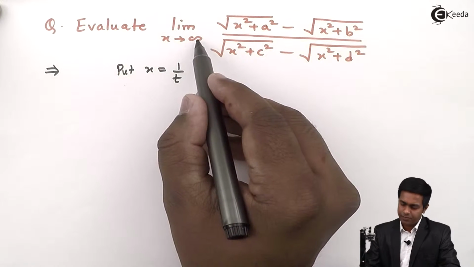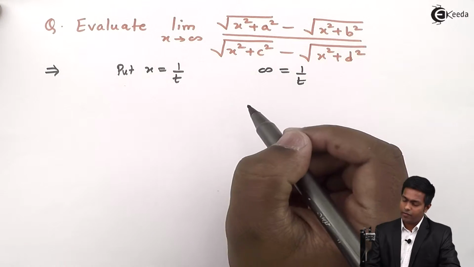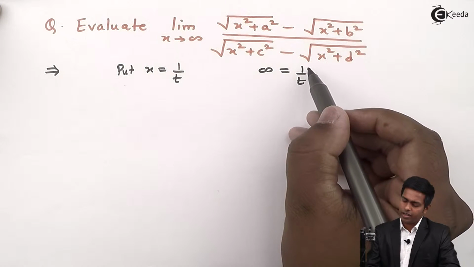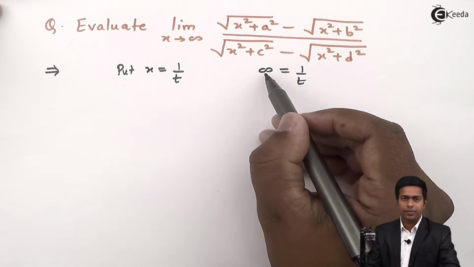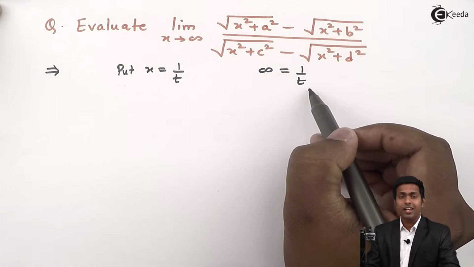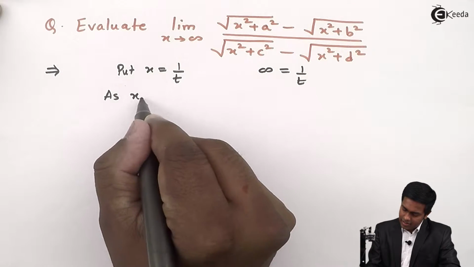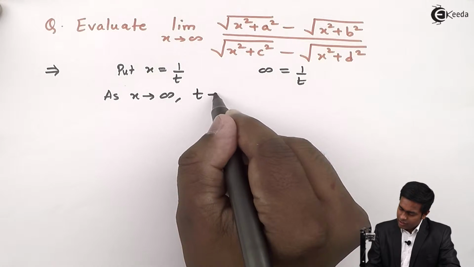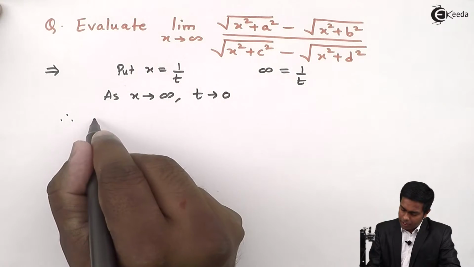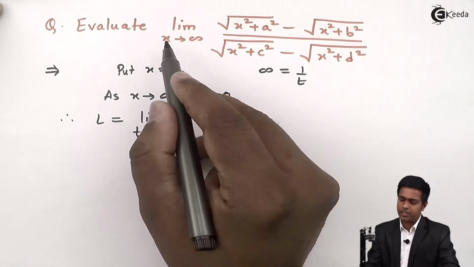When x is infinity, we get infinity equals 1 by t, because x is infinity, and we know that we can get the answer as infinity if the denominator is 0. Whenever we divide any number by 0, we get infinity. So it means infinity is possible if this denominator, that is t, is 0. So as x tends to infinity, t tends to 0. Therefore, I am assuming this limit as L, so it will become the limit as t tends to 0.